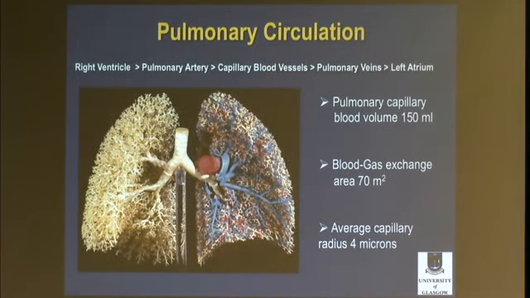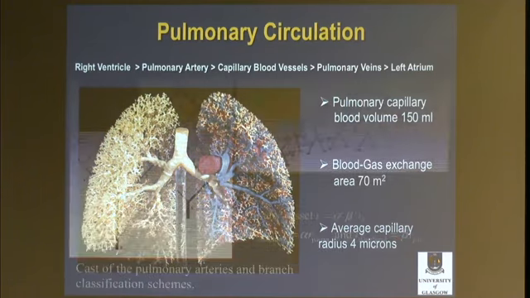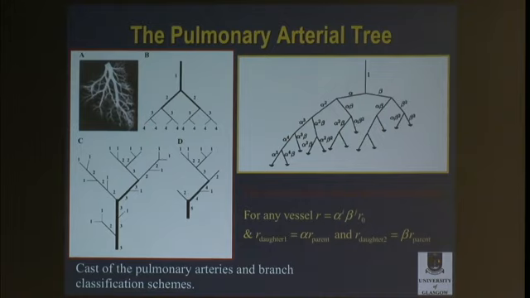And we're getting down to average capillary radii of something like 4 microns. We have the same sort of structured tree as before. In fact, much of the data we had for the systemic circulation came from pulmonary arterial trees because they're the easiest to get. There are various ways of classifying this, but this in particular is a cast showing you how these branch, and this is what we replace it with, the structured tree.